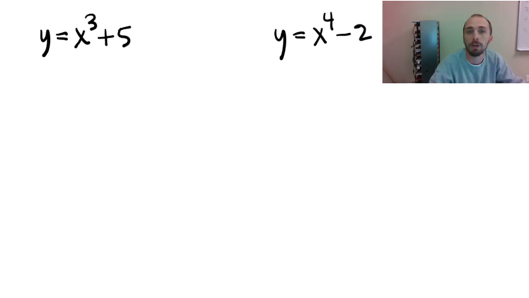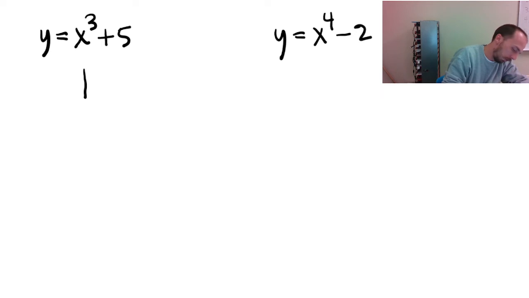Let's just sketch some graphs that might have a slightly different y-intercept. The graph of y equals x to the 3 plus 5 is going to look just like the graph of y equals x cubed, except the y-intercept, instead of being at y equals 0, is going to be at y equals 5, so it's going to move up by 5. So I'm going to go in here and draw.